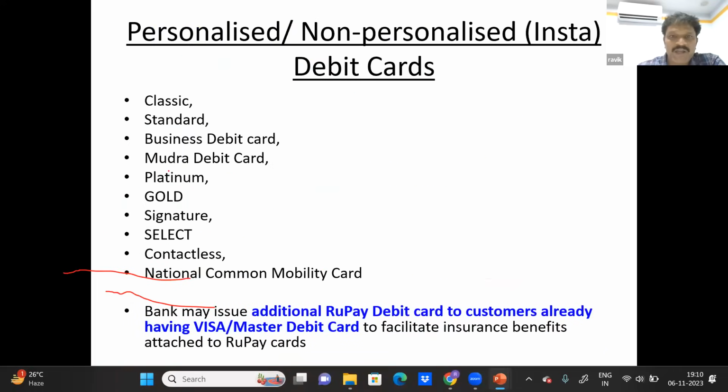Now, what are the types of cards we are issuing under debit card? Maybe if you know, just leave it: classic, standard, business, mudra, platinum, gold, signature, select, contactless, and National Common Mobility Card. These are the cards we are issuing. And bank may issue an additional RuPay card to customers already having Visa and MasterCard to facilitate insurance benefit attached to RuPay cards. Actually, earlier, 5-6 years back, till NPCI launched RuPay cards, all the banks used to have a tie-up only with Visa and Master, and Visa and Master are not Indian companies. So now NPCI issued our own country's card, that is RuPay card. So we have to sell this card. We have to give more importance to RuPay debit card.